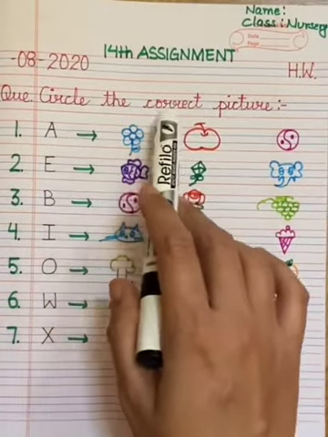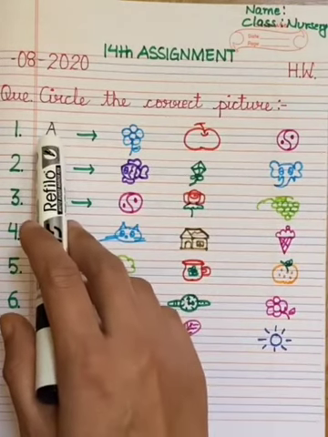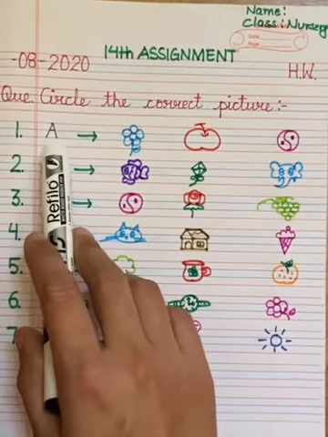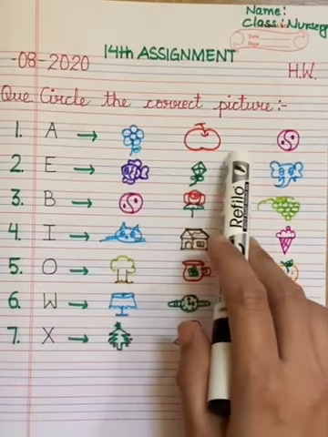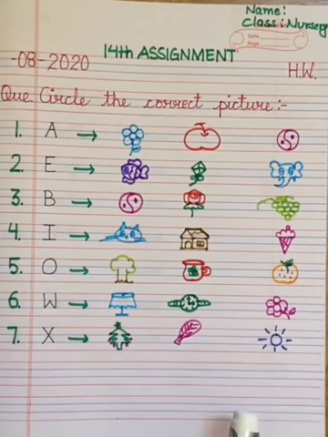Circle the correct picture. First, you will identify the letter, then you will choose the correct picture from here, then circle the picture. Okay, children? So, do the given work very neat and clean.